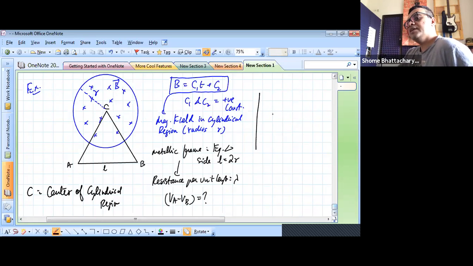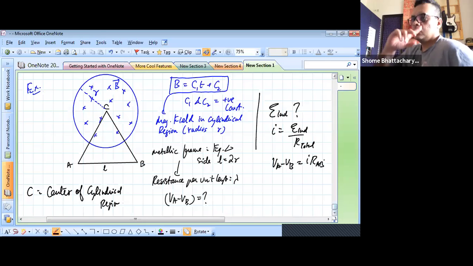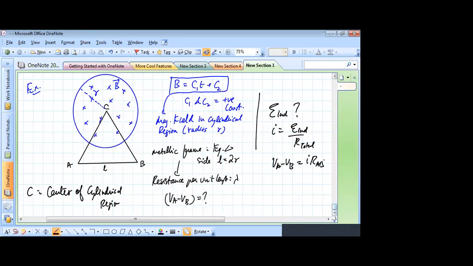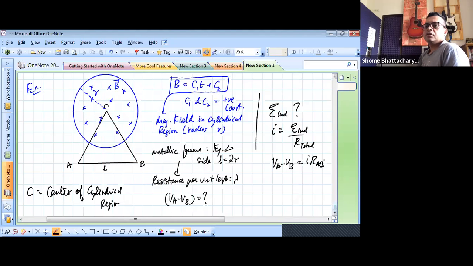So you have to find E induced first. From that you find I, which is E induced divided by total resistance. Then VA minus VB will be just I into the resistance across AB, which is 1/3 of the total resistance. So it will be basically 1/3 of induced EMF. Okay, just work this out. A hint: you can see that a certain sector of the circular cross-sectional area is within the triangular loop. So area of that sector into magnetic field becomes flux. So rate of change of flux is very easy to calculate.